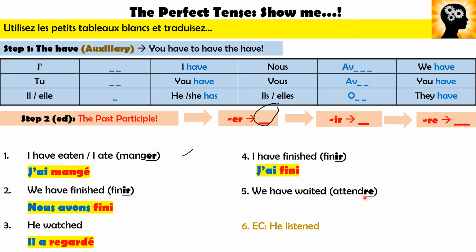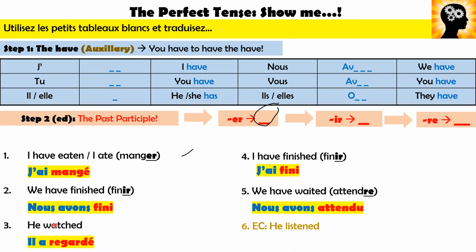Numéro 5. This is an RE verb this time. We have waited. To say we have, you say nous avons, and then an RE changes to a U, so it's going to be nous avons attendu. Voilà. And then finally, he listened.